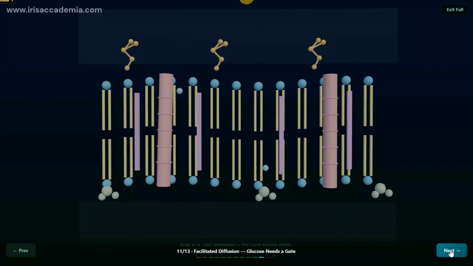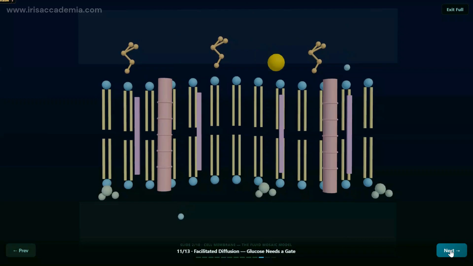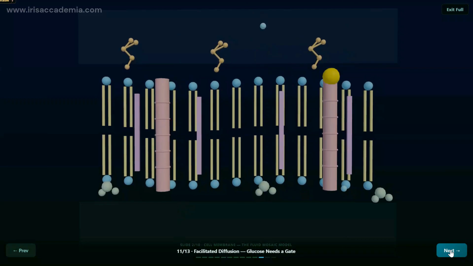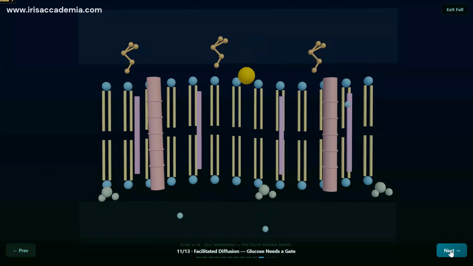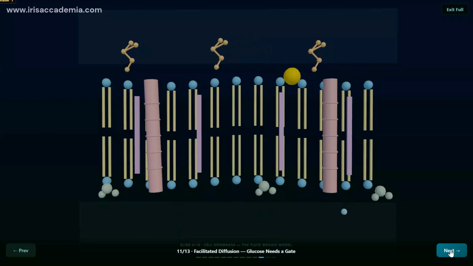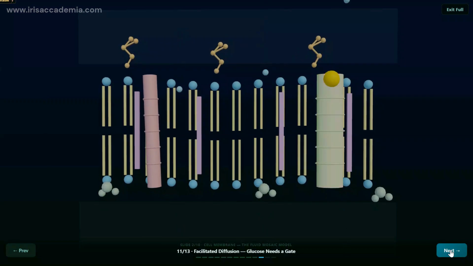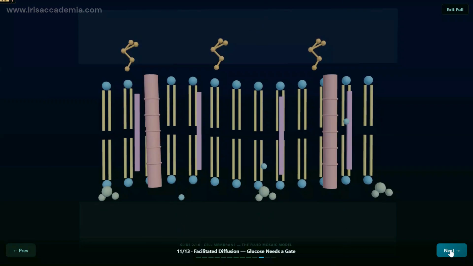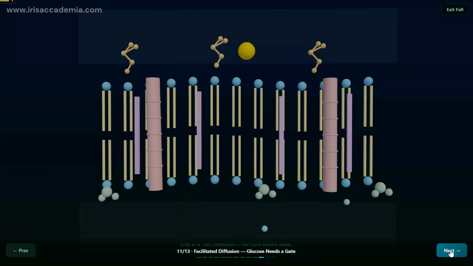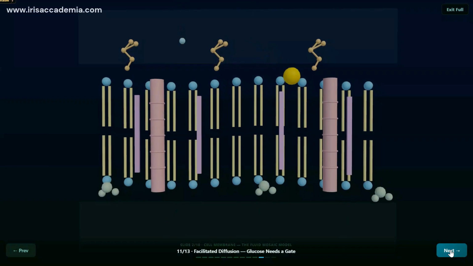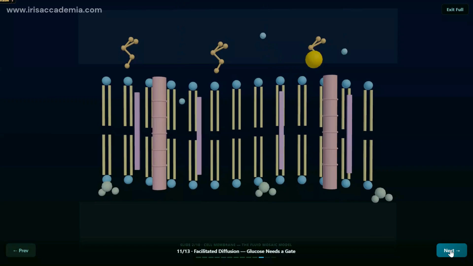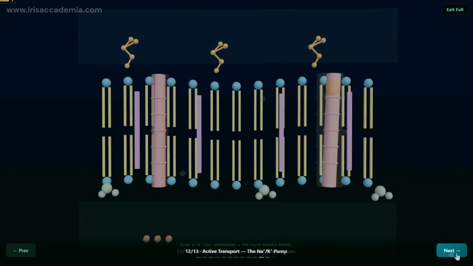Glucose molecules, shown as yellow spheres, are too large and too polar to pass through the lipid bilayer. Instead of crossing, they bounce off the membrane and continue drifting until they find a channel protein. The protein changes shape, opening a passage and allowing glucose to move through. This is selective permeability, where the membrane controls what enters and exits the cell.